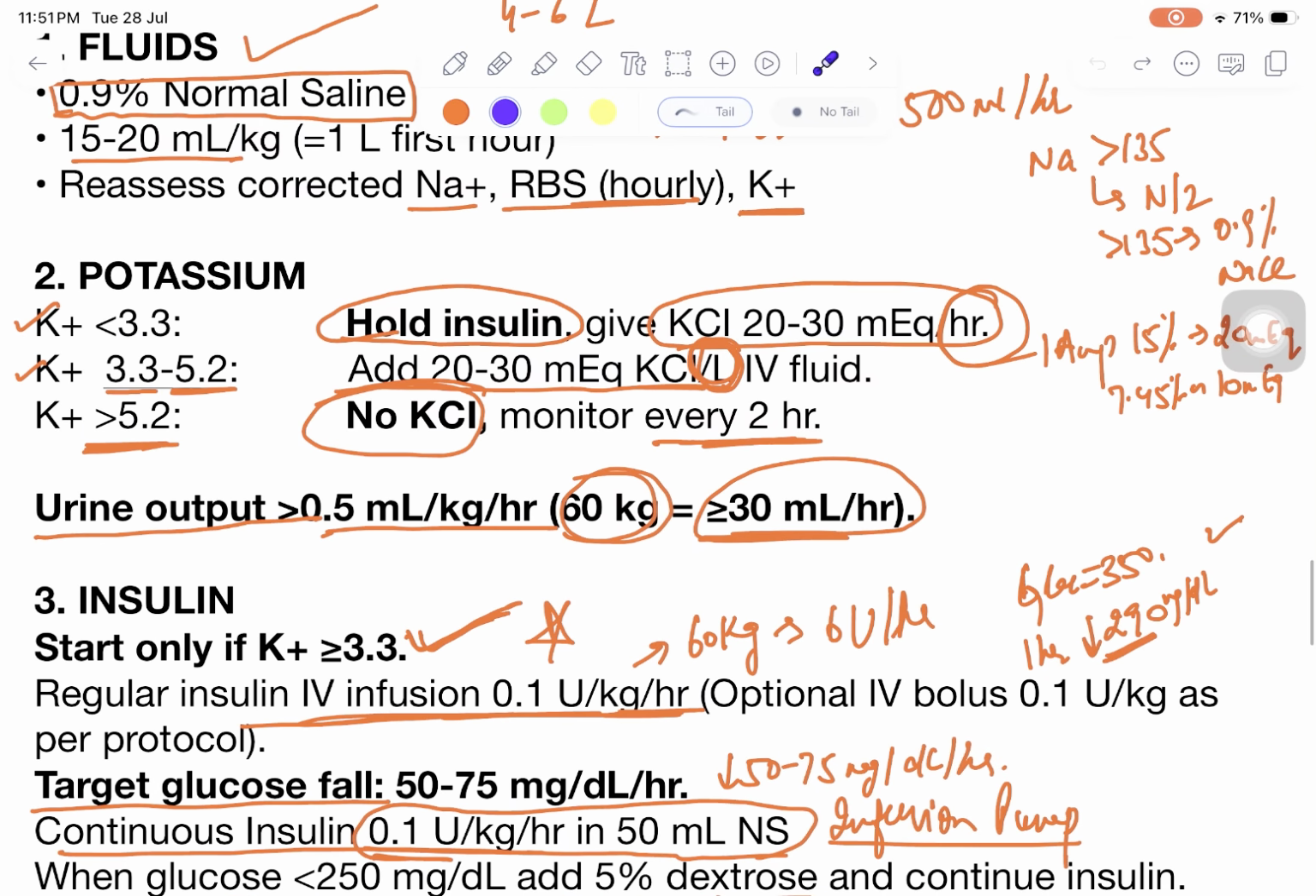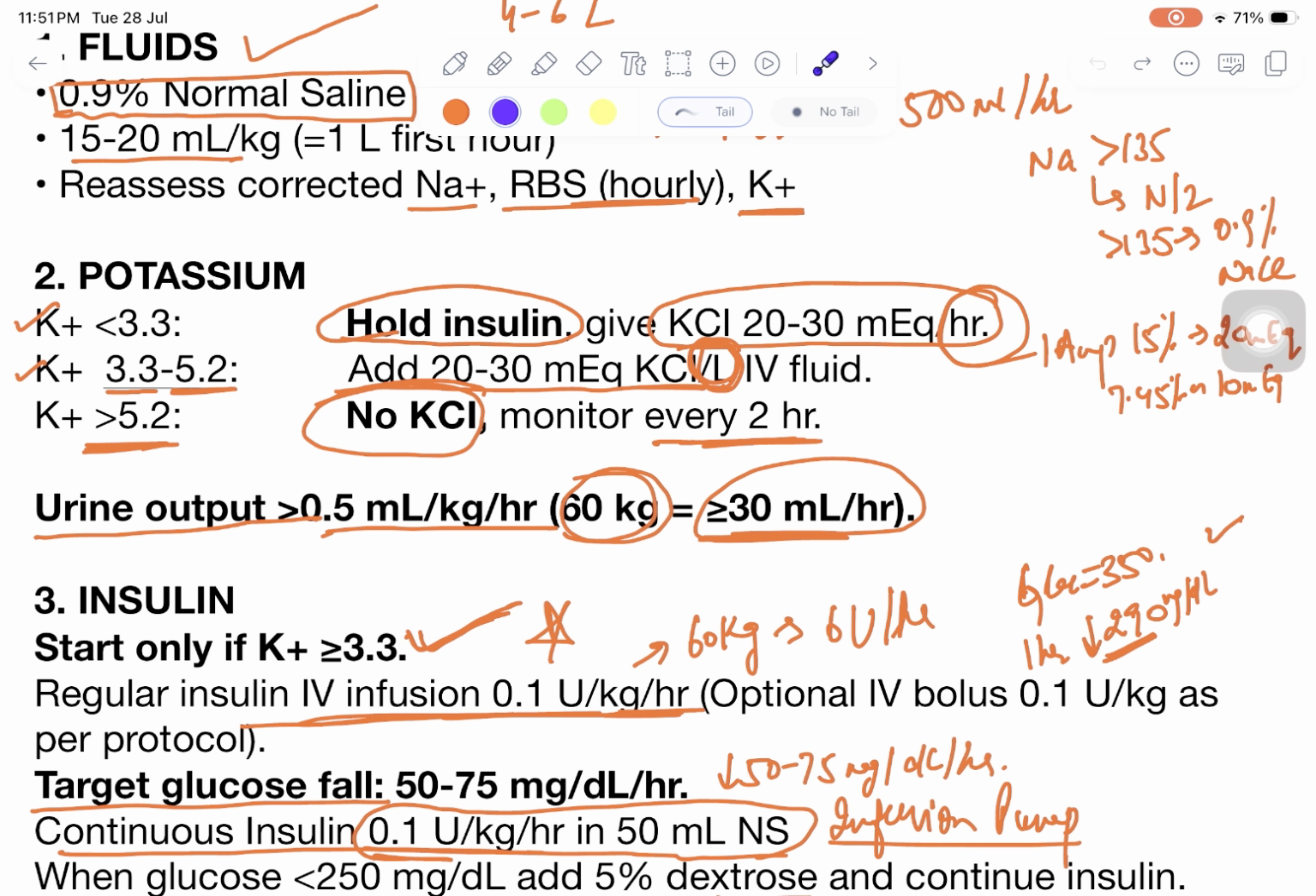So we have 3 criteria in potassium. If potassium is less than 3.3, you have to hold the insulin, right? You don't have to give insulin. First you have to replace the KCl in the form of 20 to 30 milliequivalent per hour. In 1 hour, you have to give 1 ampule of KCl, that is of 15%. 1 ampule of KCl 15% is equivalent to 20 milliequivalent. 1 ampule of 7.45% is equivalent to 10 milliequivalent.